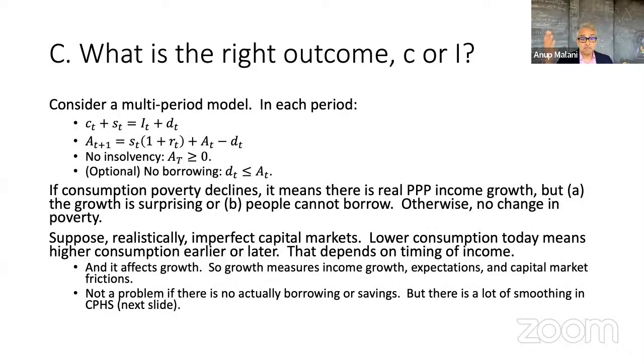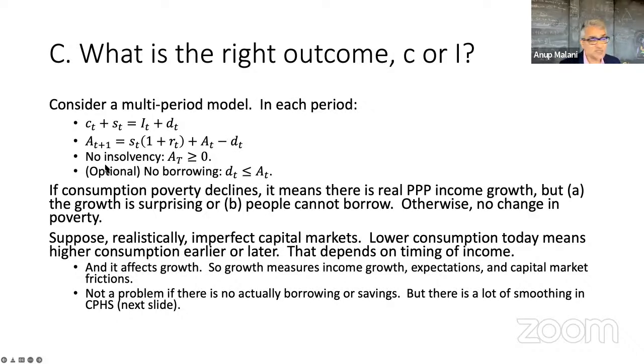Now, let's also ask the question: should we be looking at consumption when we're measuring poverty, or should we be looking at income or something else entirely? When I think about this, I think about a multi-period model. In each period, an individual household has the following budget constraint: your consumption plus your savings has to equal your period flow income, plus D for dissavings. Then I've got an asset equation where my assets tomorrow equal my savings plus the rate of return on those savings, plus my assets the previous period minus anything I take out, the dissavings.